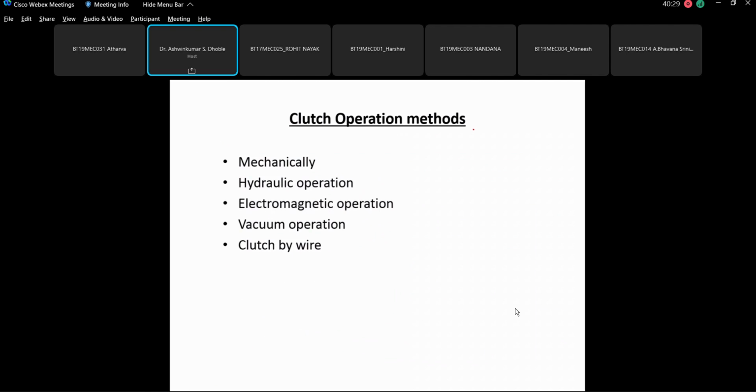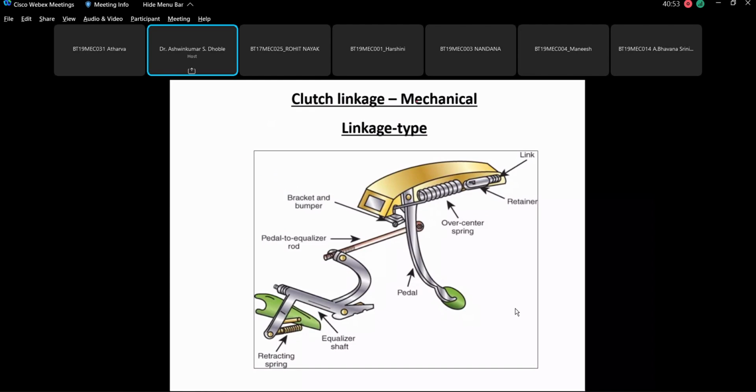Let us look at the clutch operation methods. We have already seen that you can operate the clutch by mechanical means, by hydraulic operation, by electromagnetic operation, by vacuum operation, and by clutch wire. This clutch wire and mechanical means we have already discussed. Now hydraulic operation, where I told you that you can use the hydraulic cylinder, but if the circuit is given, let us check it. So this clutch linkage is basically the mechanical type, which is the usage of linkages.